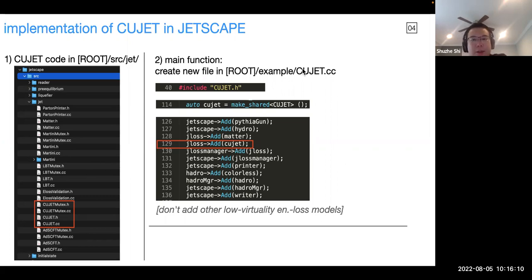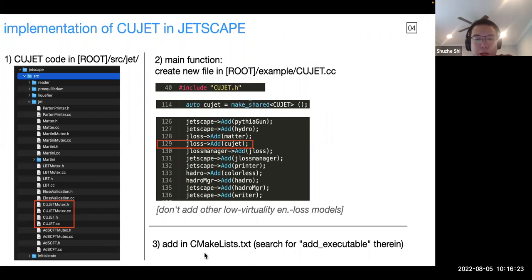And finally, after creating this new main file, one could add this file in the CMake list, and it will be compiled when you compile the whole framework. For this, you can search for add_executable for examples of how one should add this new file into the CMake list. And I would like to mention that if you are interested in the format of how this file and this main function should be prepared, you can always look at the files which provide a similar function to what you need. It is very useful there.